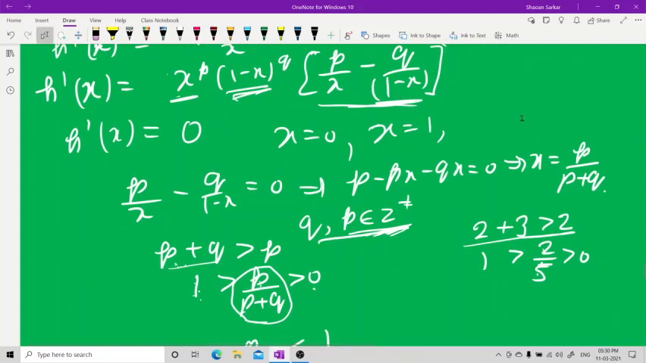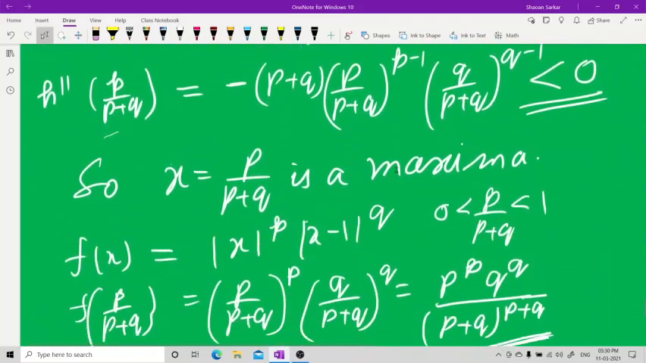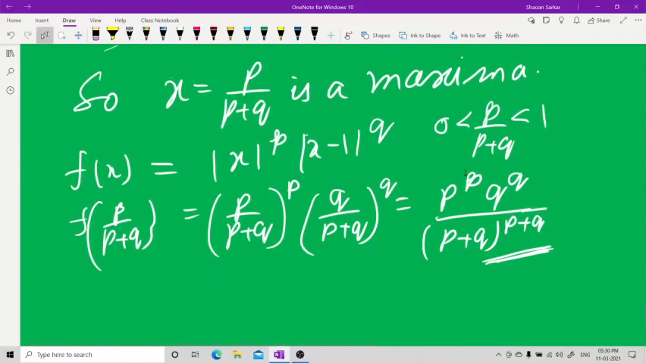Now in this case, when the point is of this format, say you take P equal to 1 and Q equal to 1, then it will be half. No problem. You take P any value and Q any value. For all values of this, this will always give a maxima, and the maximum value is this.